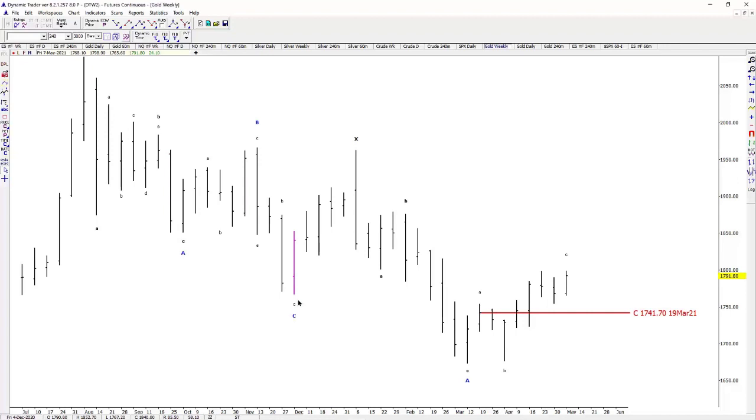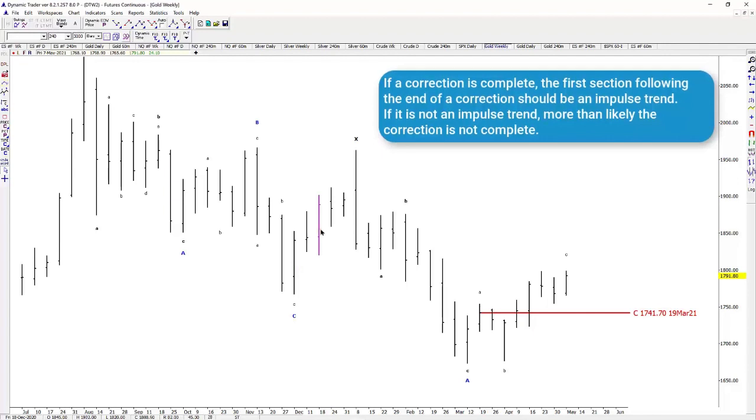So the objective is always to identify a point in time of when the higher time frame correction can be complete. Because this advance was not an impulsive advance, I'll show you that in the daily in a minute, it indicated that the higher time frame correction was not complete. Well, it might have been a completed ABC, but it didn't complete the higher time frame correction coming down because we didn't have an impulse trend coming off of that low. Let me show you that.